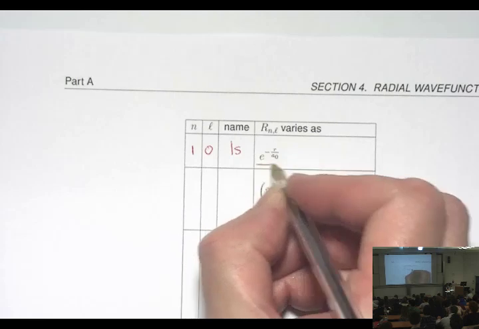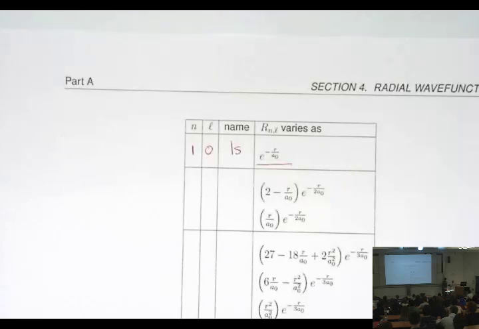And this is what the radial wave function varies as. So there's a normalization factor that I've not written in for all of these. I just want to give you the shape of them. In fact, you are going to figure out the normalization factors for these things. So it goes as e to the minus r over a naught, just as we guessed.